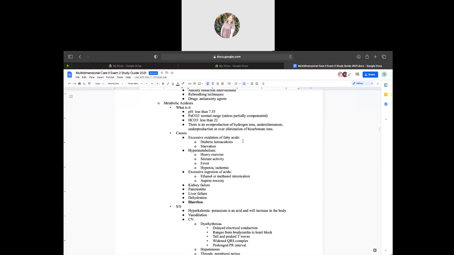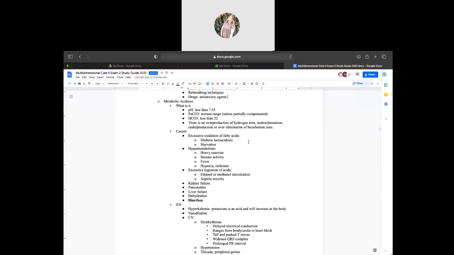So some of your causes can be excessive oxidation of fatty acids, like in DKA or in our malnourished patients. It can be caused by hypermetabolism, heavy exercise, seizures, fever, hypoxia, ischemia, or excessive ingestion of acids, such as ethanol or methanol intoxication or aspirin. So remember, with our aspirins, our two acid-base imbalances are going to be key, metabolic acidosis and respiratory alkalosis. Those will be on the exam, so I suggest you know those.